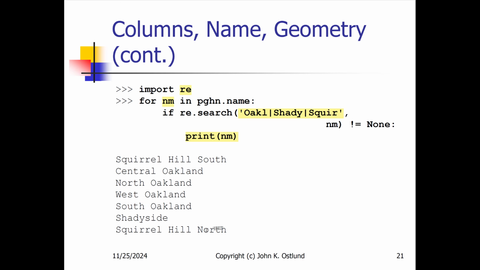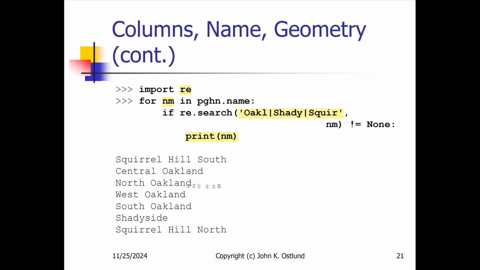Squirrel Hill, I guess most Pittsburghers think of it as just one neighborhood, but perhaps real estate agents think of it as two. We've got Squirrel Hill north of Forbes Ave, and we've got Squirrel Hill south of Forbes Ave. And then Shady Side is north of Fifth Ave, north of Squirrel Hill North. And then right around us, Oakland is divided into four pieces.